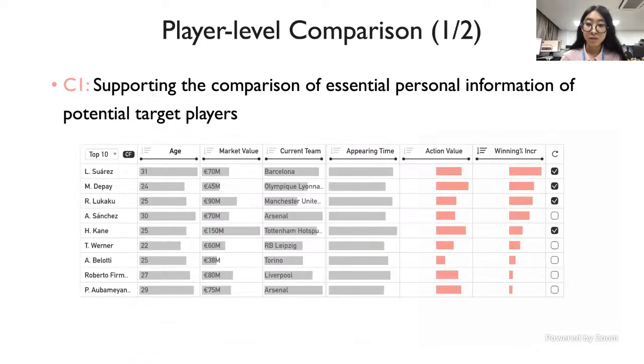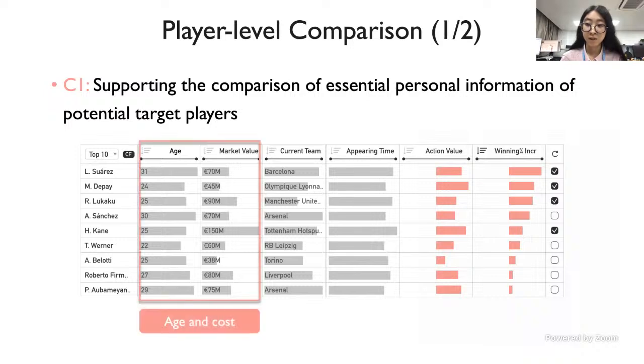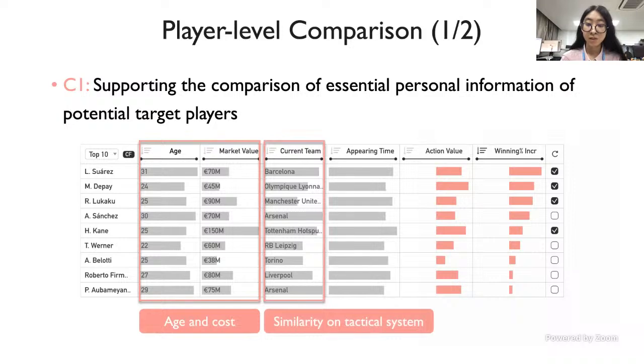In the player ranking list, we present the recommended players with a sortable list to assist the comparison among the players. Each row of the list contains the player's age and market value, and the current team with a similarity to the analyzing team. They are the three most important player attributes influencing player scouting.